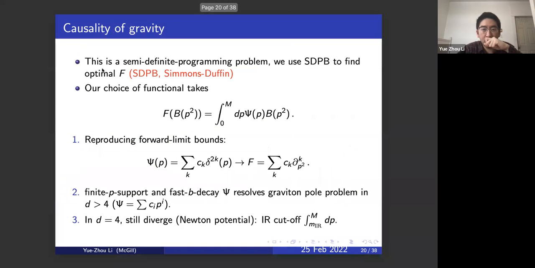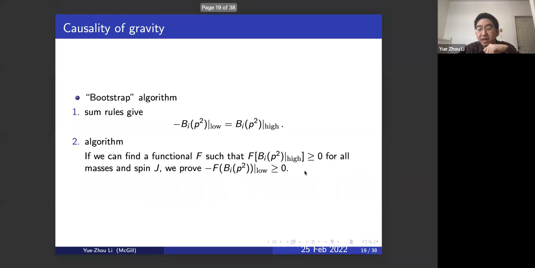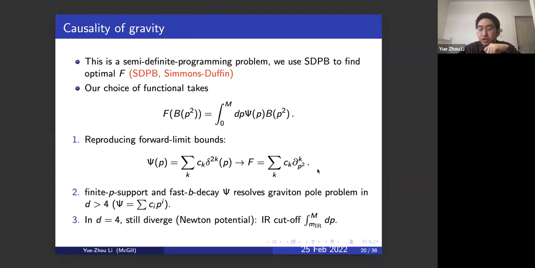This is actually called a semi-definite programming problem in mathematics. And we use a package called SDPB to find the optimal F so that we can get the optimal bounds for Wilson coefficients. SDPB is a very nice package that was designed by David Simmons-Duffin. It's pretty cool, and it's commonly used in the bootstrap community, to solve strongly coupled conformal field theories, and also EFT bounds, S-matrix bootstrap, and so on.